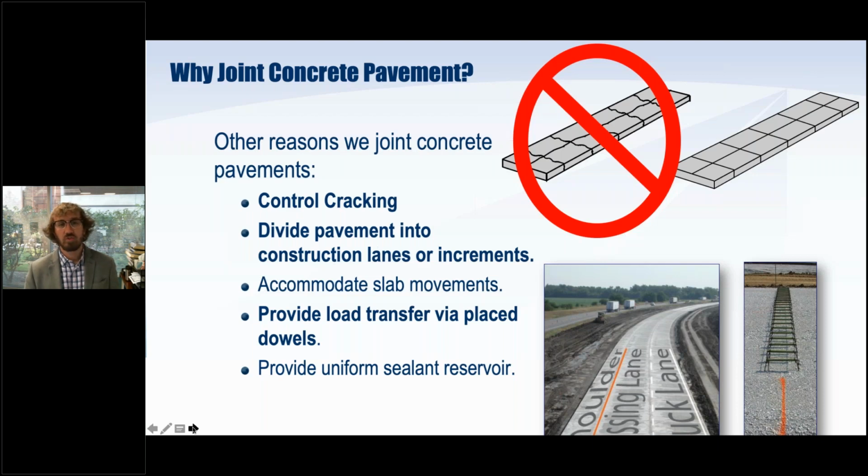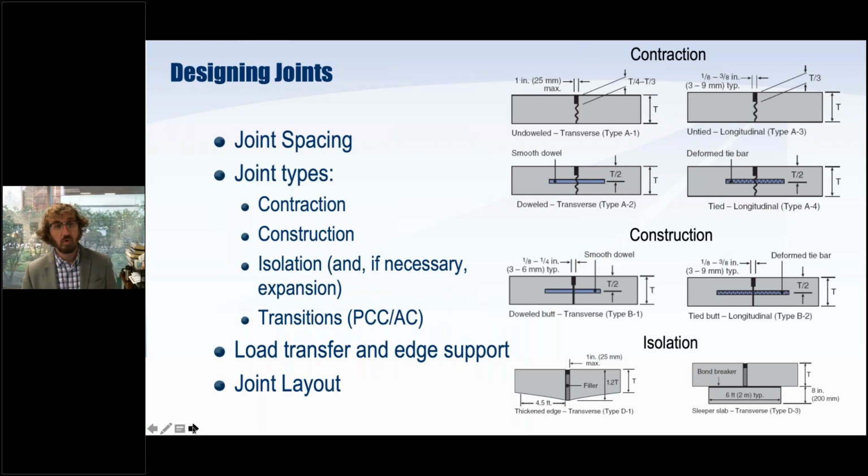Additionally, if we didn't know where our joints were, we wouldn't be able to know where to put our load transfer devices, our dowel bars, to make sure we get long-term load transfer. And finally, if we're sealing our joints, we'd also have to know where that sealant goes, and that's another reason why we have our joints within our concrete pavement.